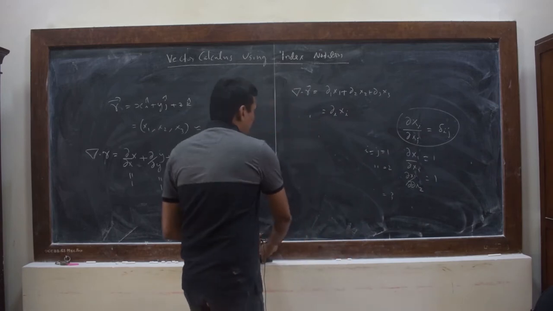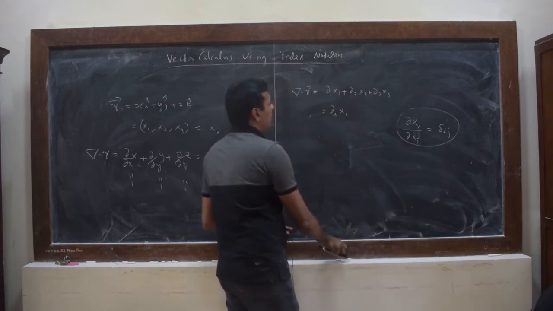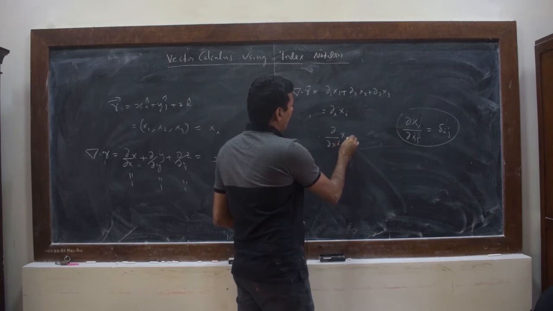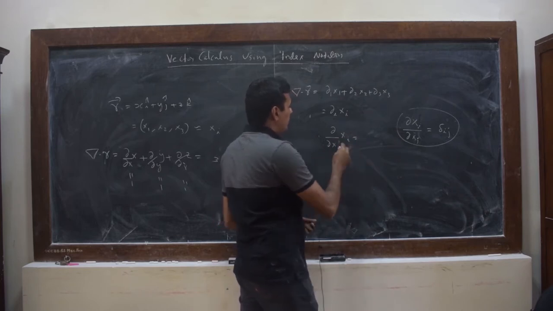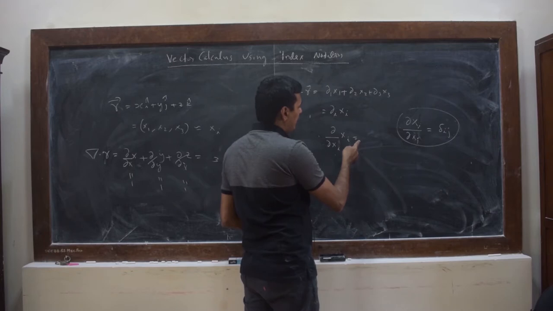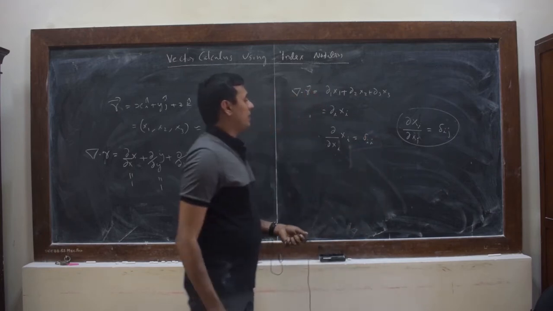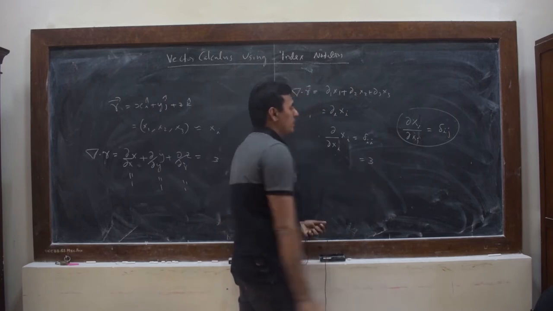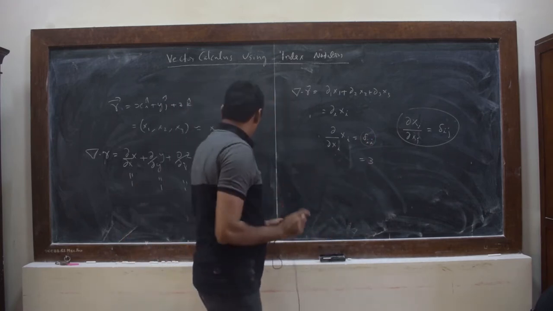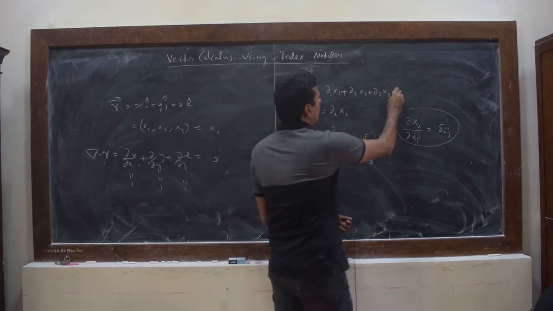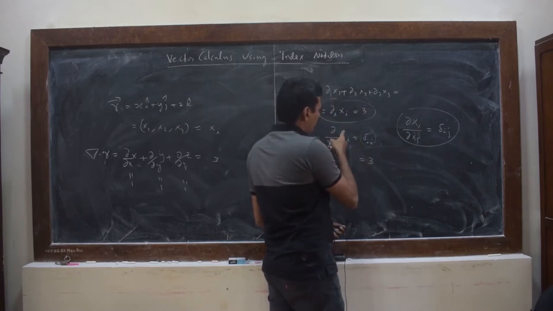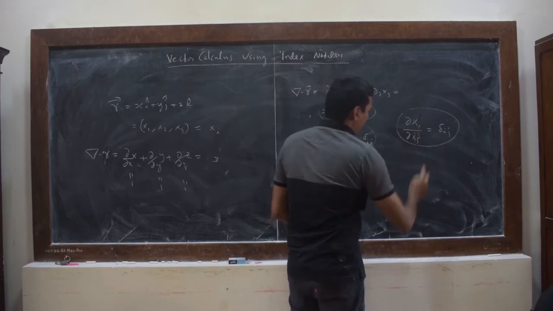In this context, you have del i xi, which is del by del xi of xi. That is del xi by del xj with i equal to j, so it is nothing but delta ii. We know that delta ii is nothing but 3, since delta ii means delta 11 plus delta 22 plus delta 33. So using this notation, you get del dot r, which is del i xi, equal to 3, straight away. What you need to remember is that del xi by del xj is nothing but delta ij.